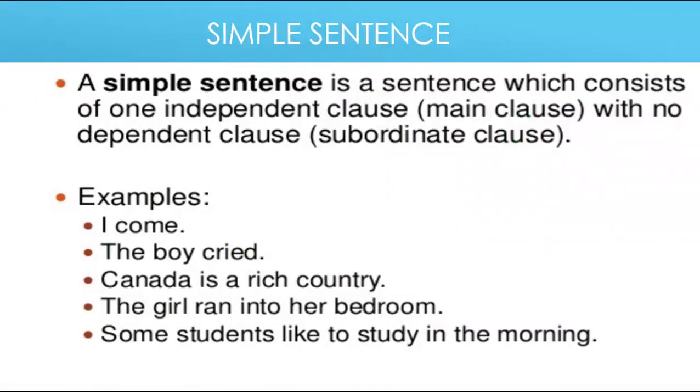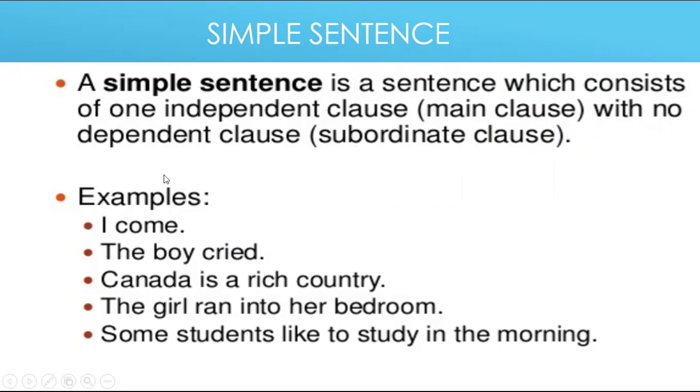Simple sentence. Forget about everything, forget whatever we have read. Just make a small sentence based on one subject along with one action or one word. So what comes to your mind? A simple sentence is a sentence which consists of one independent clause, a main clause, with no dependent clauses. There is no subordinate clause.